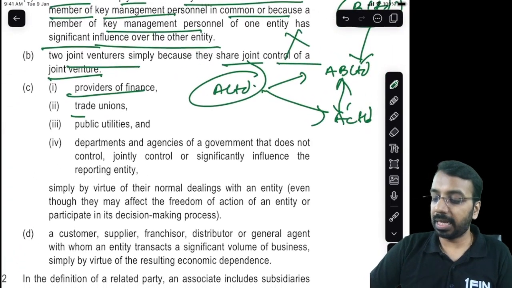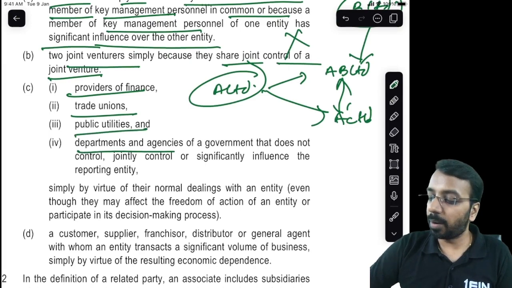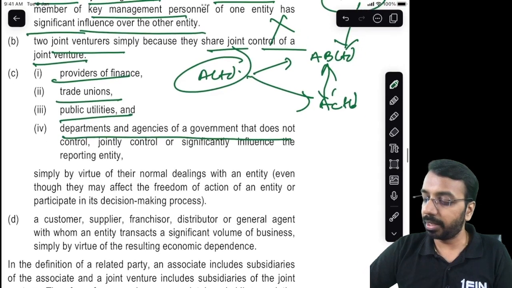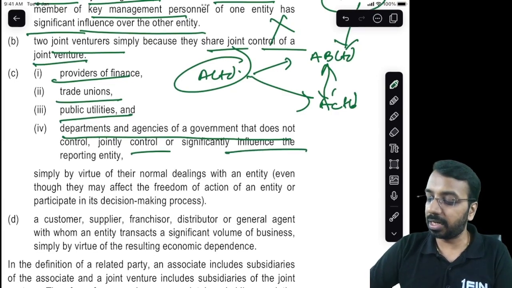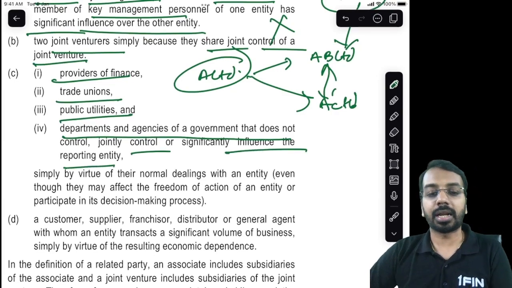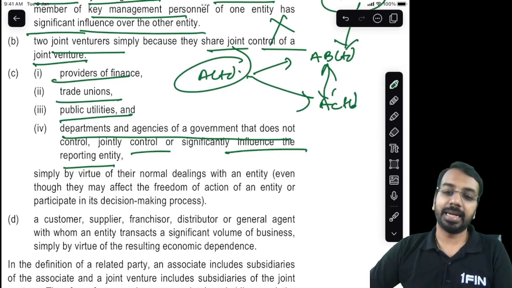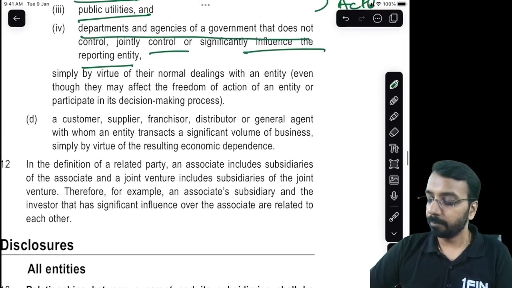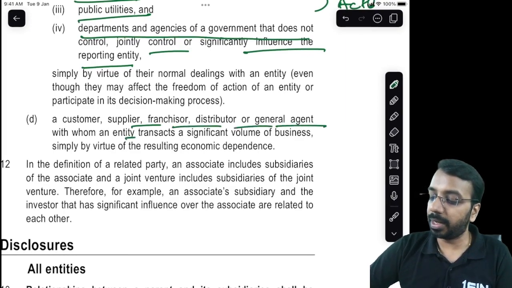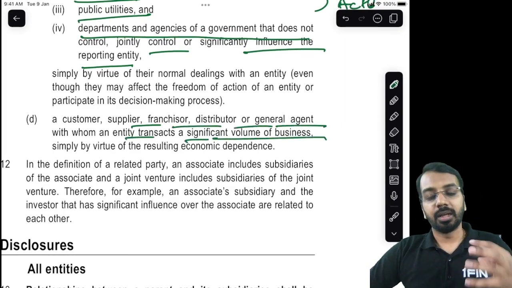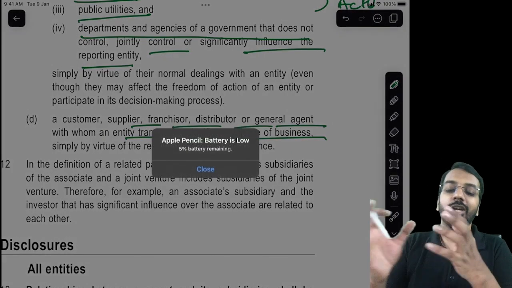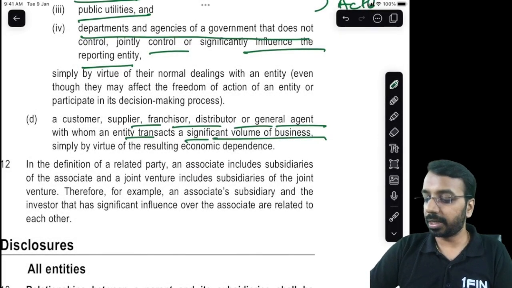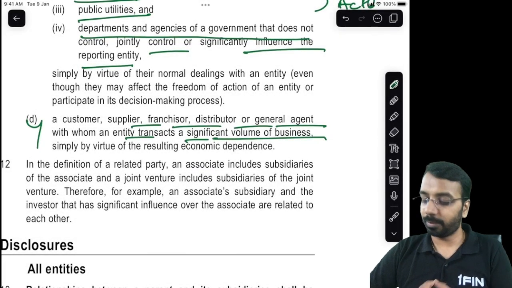Then providers of finance, trade unions, public utilities, departments and agencies of government who do not jointly control or significantly influence the reporting entity are not considered to be related parties. Then a customer, supplier, franchisor, distributor or general agent with whom an entity transacts a significant volume. From one customer I'm making huge sales, or from one supplier I'm buying huge quantities, they are also not related parties.